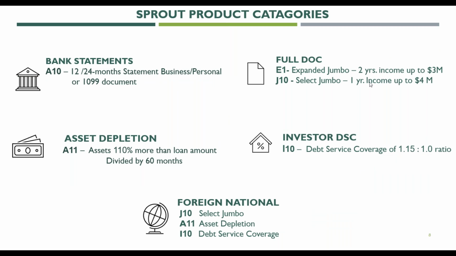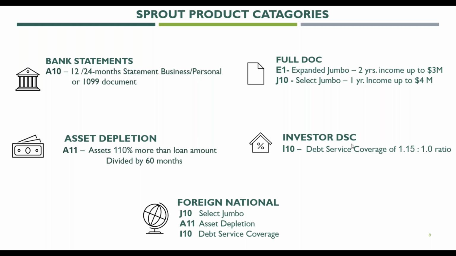So our products, we broke them up into 4 categories. Our bank statement product, which is one of our alternative products we're going to go through today. We have 2 full doc products. So please know that if your borrower can go full doc, W-2s and tax returns, you have 2 products to pick from. Our asset depletion is not like the normal asset depletion loan. We look for 110% of your loan amount versus having, say, $1.5 million in the bank to work with.